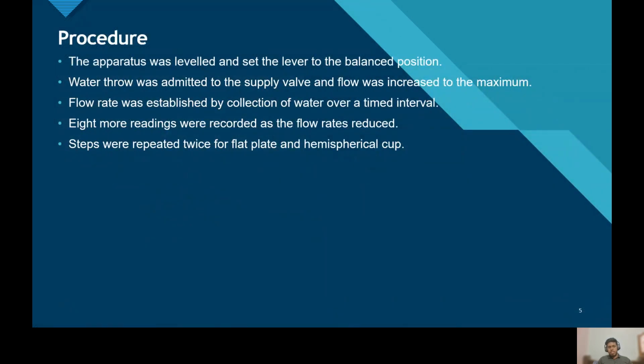For the procedure, it's fairly simple. The apparatus was leveled and the lever was set to a balanced position. Water was admitted through the supply valve, and flow was increased to the maximum. Flow rate was established by collection of water over a timed interval. Eight readings were recorded as the flow rate was reduced. Steps were repeated twice for the flat plate and the hemispherical cup.